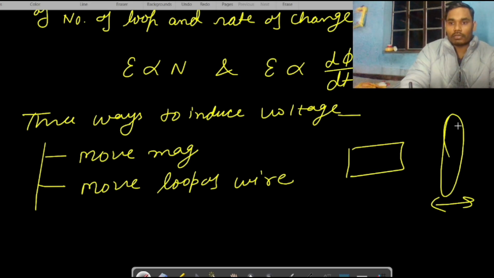You can also rotate this coil. In this situation, voltage will be induced as well.